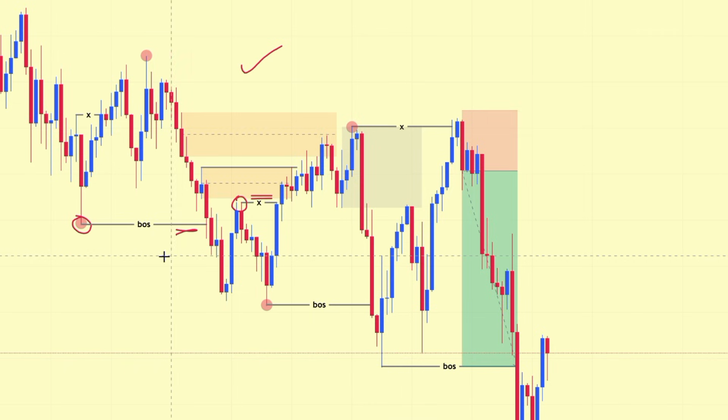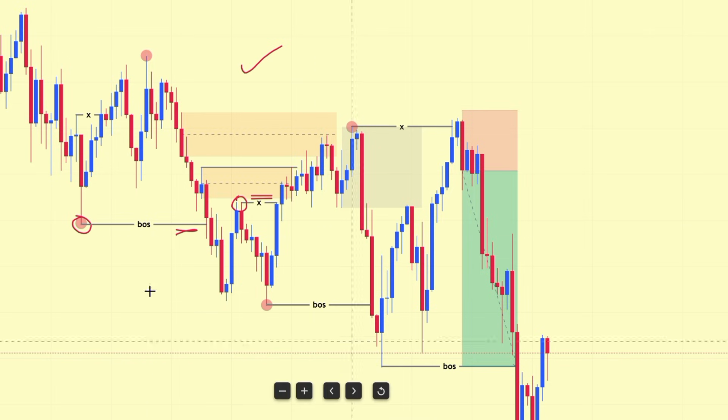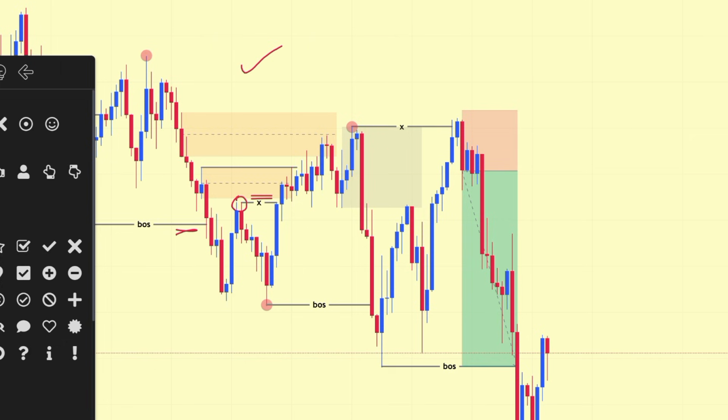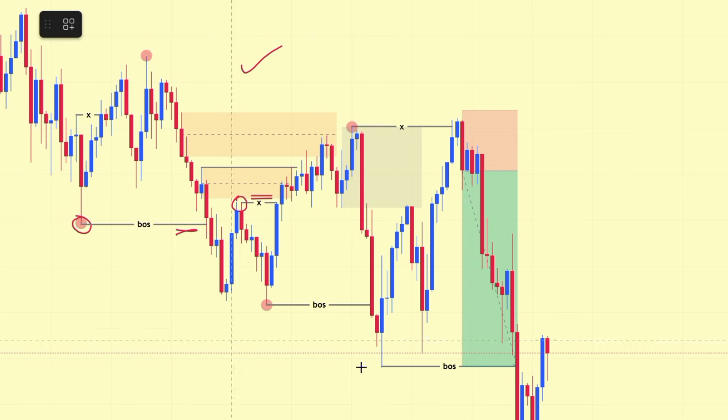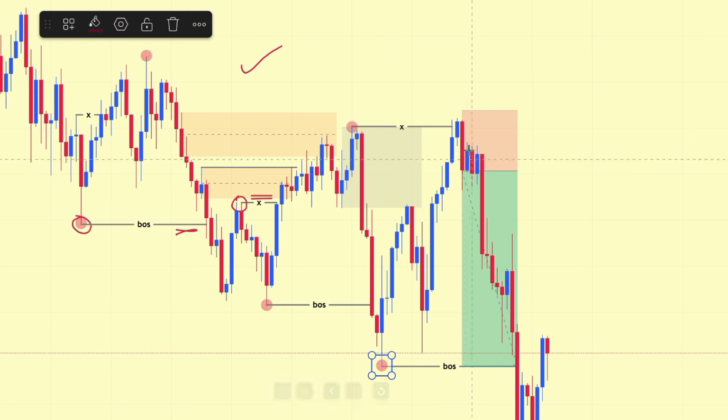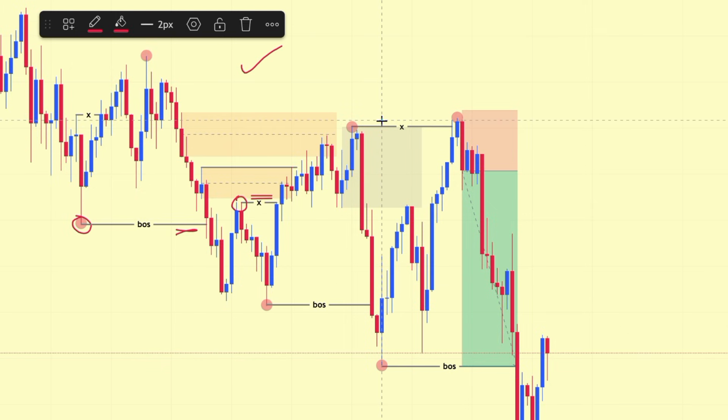And you can clearly see all of these breaks of structure are confirmed after the inducement is taken out. So this one here is our recent swing point. Some other trader will say that this one here is a change of character, but this one here is not a change of character, but rather a major inducement sweep. So guys, that is all about inducement.